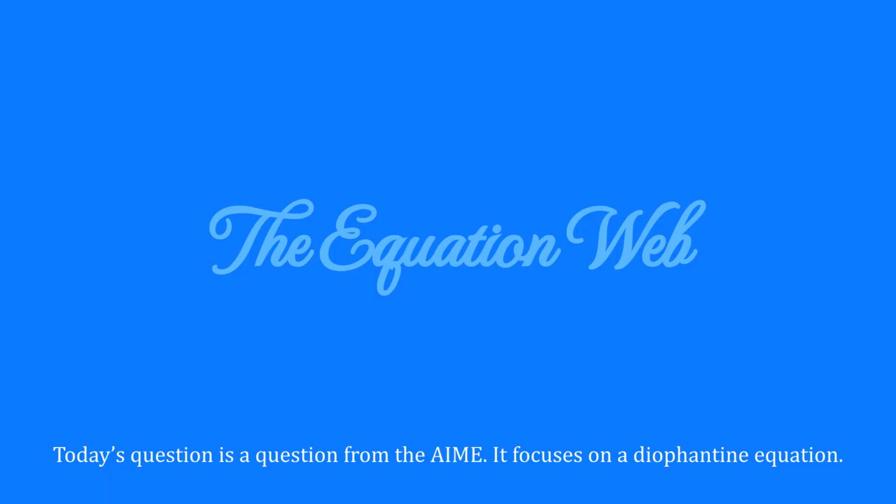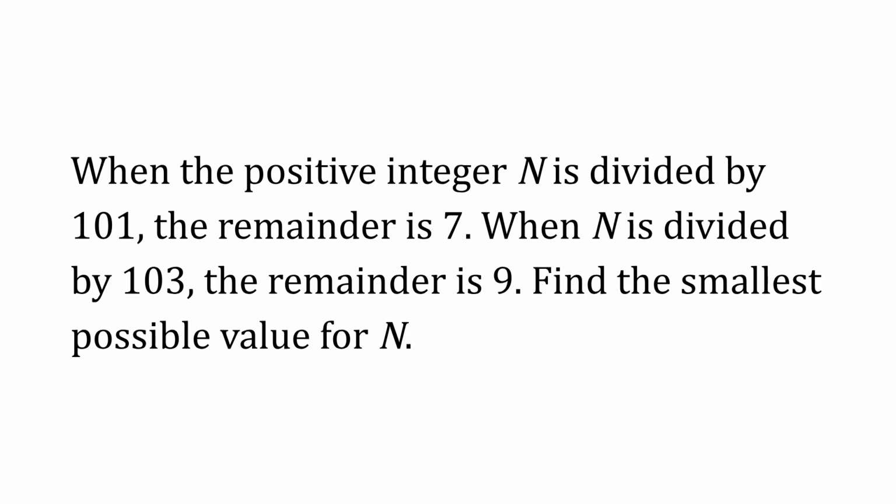3. So the question is, when the positive integer n is divided by 101, the remainder is 7. When n is divided by 103, the remainder is 9. Find the smallest possible value for n. I'll give you guys some time to do this question by yourself.